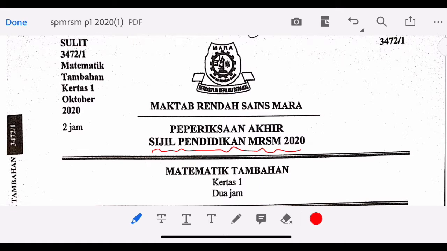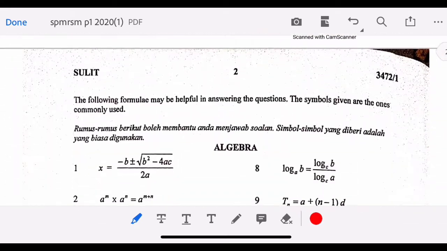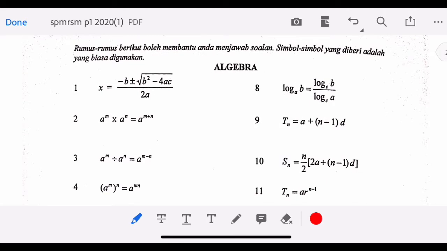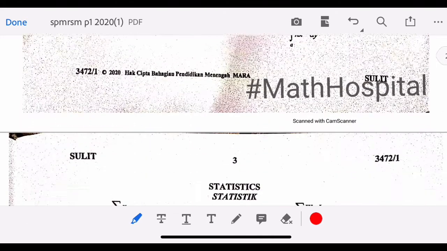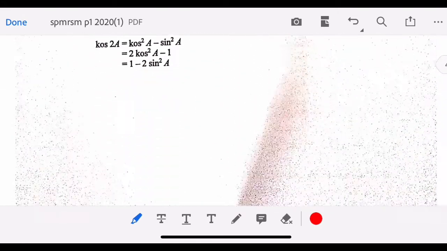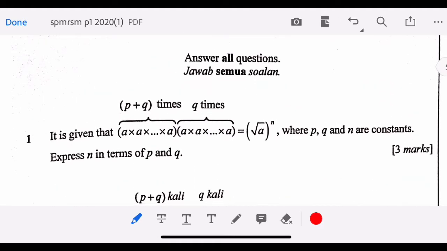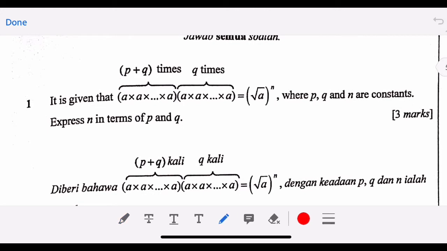Alright, let's get started soon. So today I will discuss how to solve Paper 1 for Additional Maths. Here we have a complete set of the paper with the formulae. We're going to start right now with question number 1. The first question is like this.